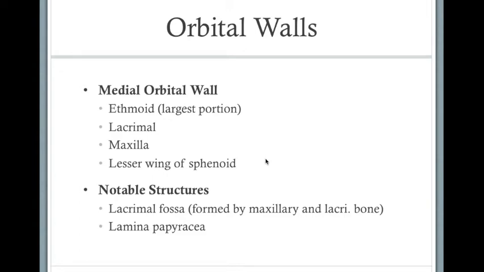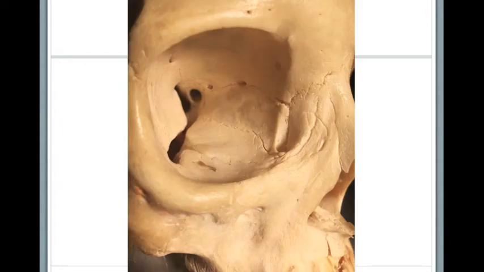Next, we'll talk about the medial orbital wall. It's composed of the ethmoid bone, which is the largest portion, the lacrimal bone, the maxillary bone, and the lesser wing of the sphenoid. Some of the notable structures include the lacrimal fossa, formed by the maxillary and the lacrimal bone, and lastly the lamina papyracea. We have that image right here.